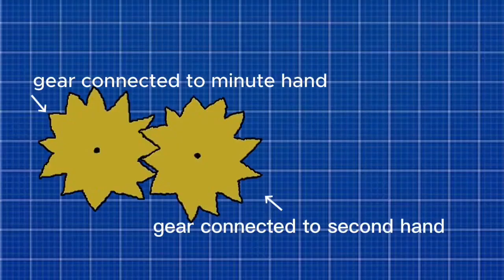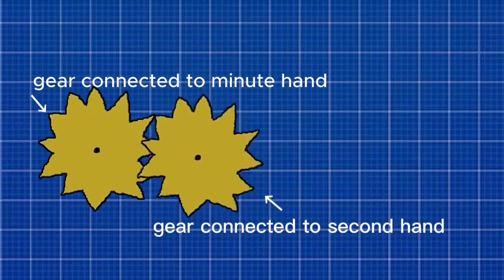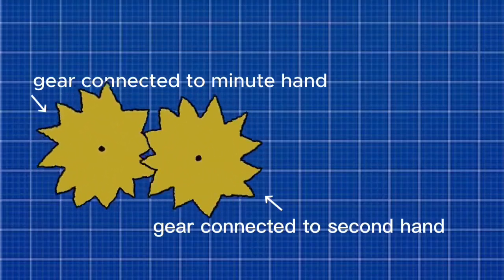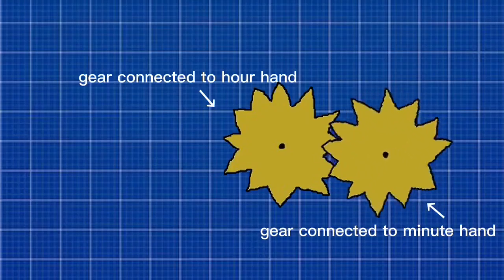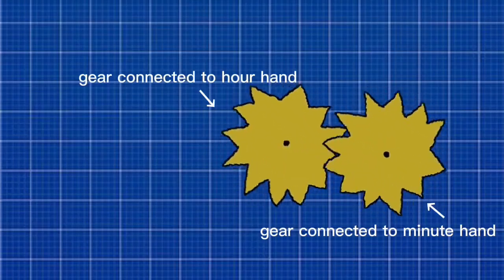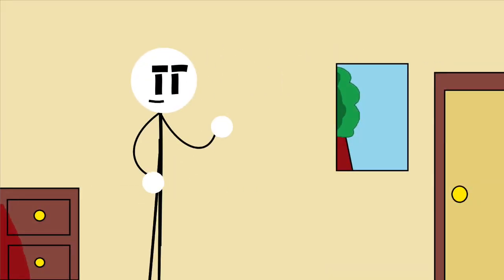60:1 describes that for every 60 revolutions the second hand makes, the minute hand makes 1 revolution. 12:1 describes for every 12 revolutions the minute hand makes, the hour hand makes 1 revolution. And that's all I have to say about gears.